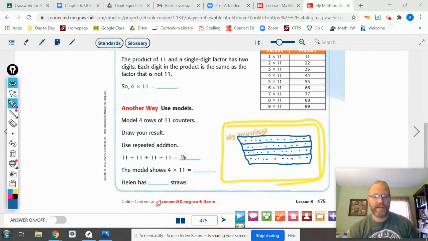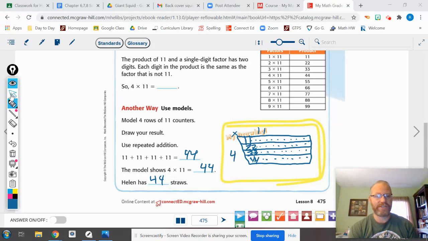What they do say is, now that you have 4 rows of 11, don't count each dot, count them by 11s. So 11, 22, 33, 44. Rather than counting every dot, count your rows, and use each row as 11 because we're multiplying by 11. So we had 4 times 11, and we see it's 44. So the model shows 44. Helen has 44 straws.